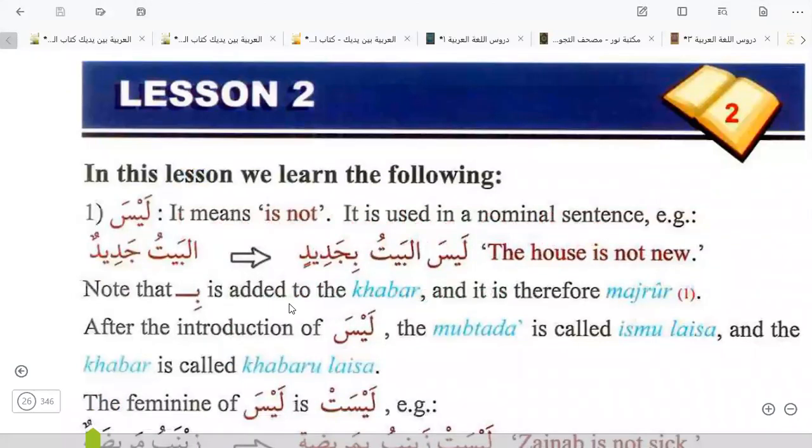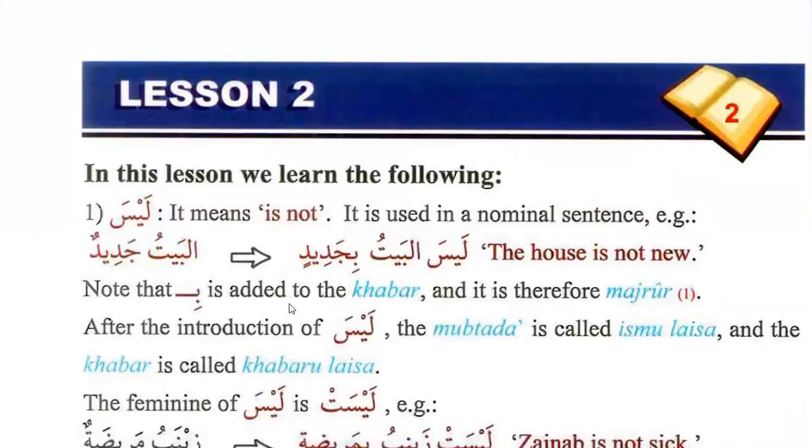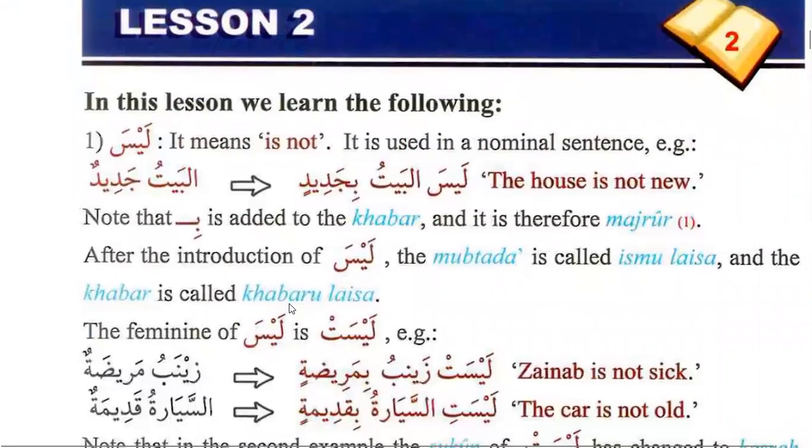Here you will learn about Laysa. You already know about Jumlatul Ismiya, a sentence which starts with the ism. So here you will learn that Laysa is added to Jumla Ismiya. Like Al Baytu Jadidun, after the addition of Laysa, we can write it in two ways. First way, Laysal Baytu Jadidan, or we can also say Laysal Baytu Bi Jadidin.